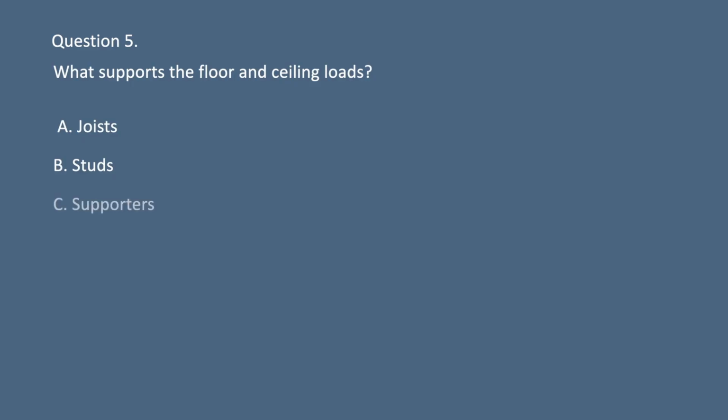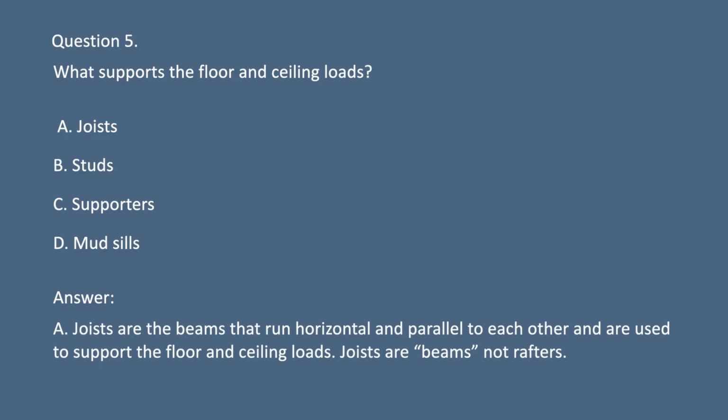Question 5. What supports the floor and ceiling loads? A. Joists. B. Studs. C. Supporters. D. Mudsills. Answer. A. Joists are the beams that run horizontal and parallel to each other and are used to support the floor and ceiling loads. Joists are beams, not rafters.